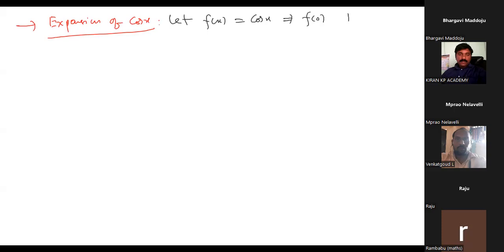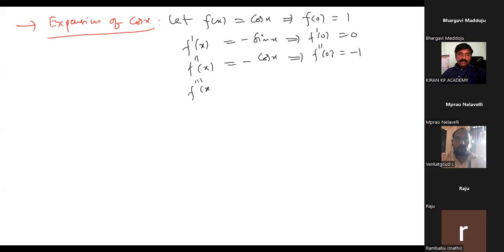Now we'll go for the expansion of cos x. If you take f(x) is cos x, f(0) is 1. f'(x) is -sin x, f'(0) is 0. f''(x) is -cos x, f''(0) is -1. f'''(x) is sin x, so this is 0.